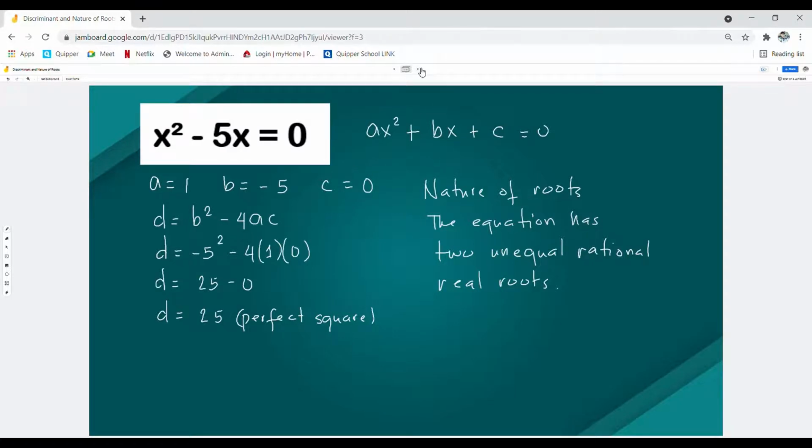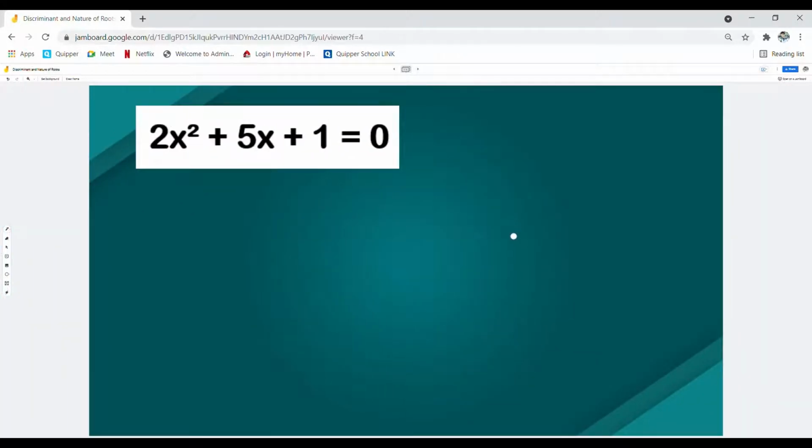Okay, next. 2x squared plus 5x plus 1 is equal to 0. Alright, so we'll do the same. A is equal to 2. B here is 5. We have already C here, which is 1. Now, ready to solve, that's a D.